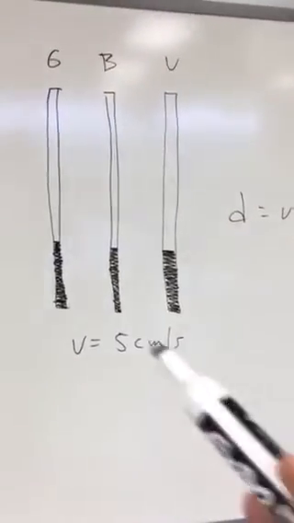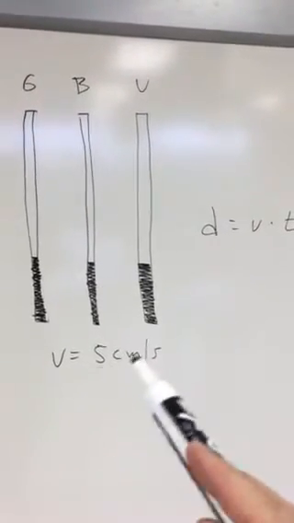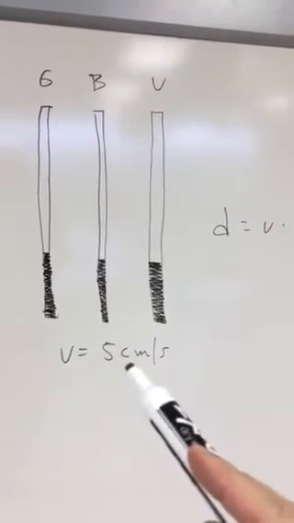And you would have found that the green, the blue, and the violet would have traveled a little bit slower. So your velocities were kind of plus or minus. So I'll just call it 5 centimeters per second.